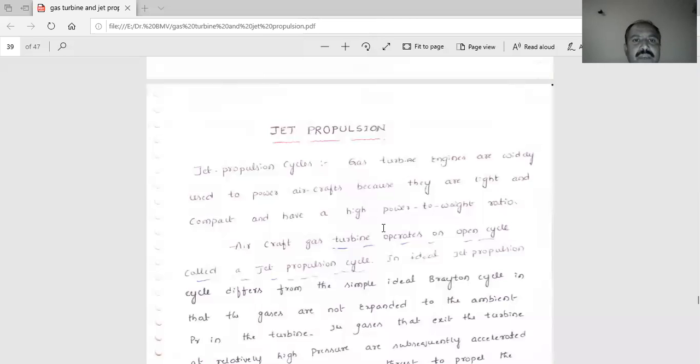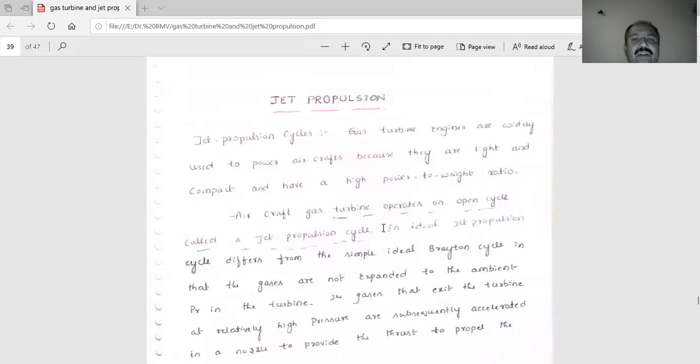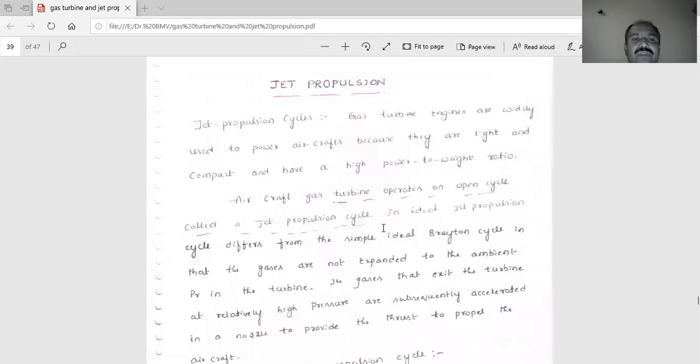Jet propulsion cycle. This is the last bit of this module 2, that is jet propulsion. In the jet propulsion cycle, the gas turbine engines are widely used to power aircraft because they are light and compact and have a high power to weight ratio. Aircraft gas turbine operates on an open cycle called the jet propulsion cycle.